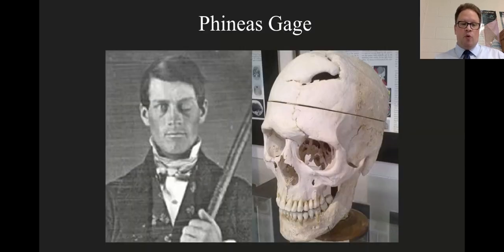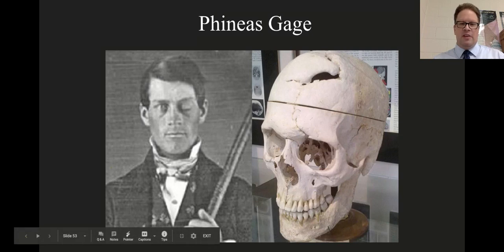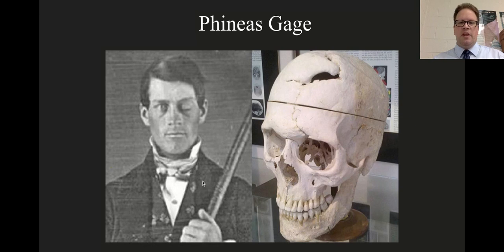Personality and temperament have important components here, like Phineas Gage, which we mentioned in a previous video, who suffered an injury to his brain that actually went through his frontal lobe and impacted his personality. People that knew him before and after said he had a completely different personality after the injury than he had before the injury.